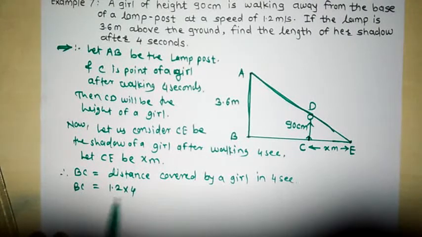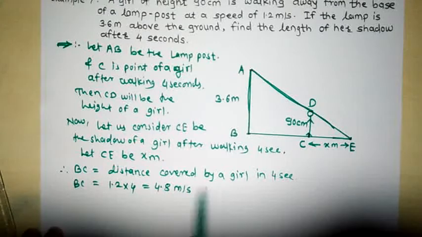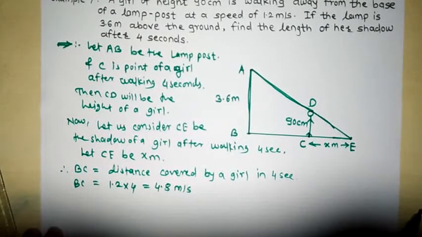In 4 seconds she will cover this much distance, which is equal to 4.8 meter per second. Therefore, BC we got 4.8 meter. Now what we have to find here? We have to find the value of x, that is the length of the shadow.